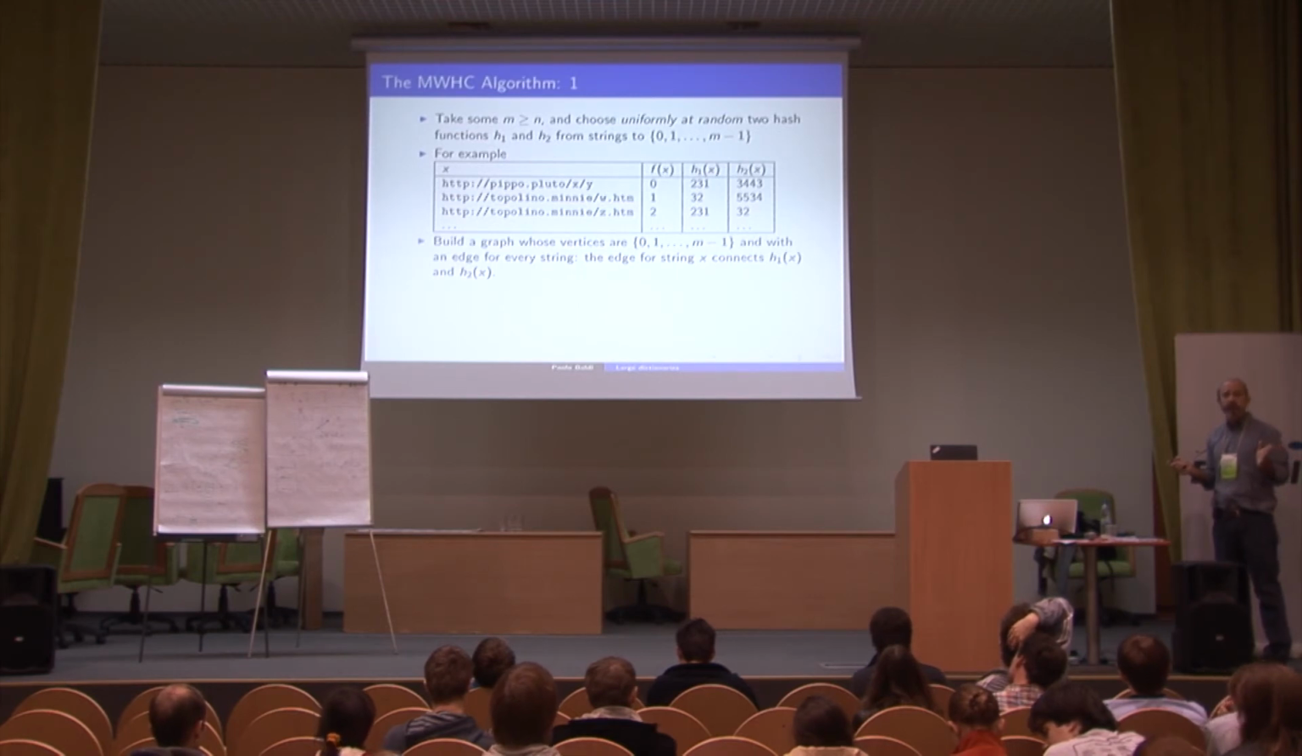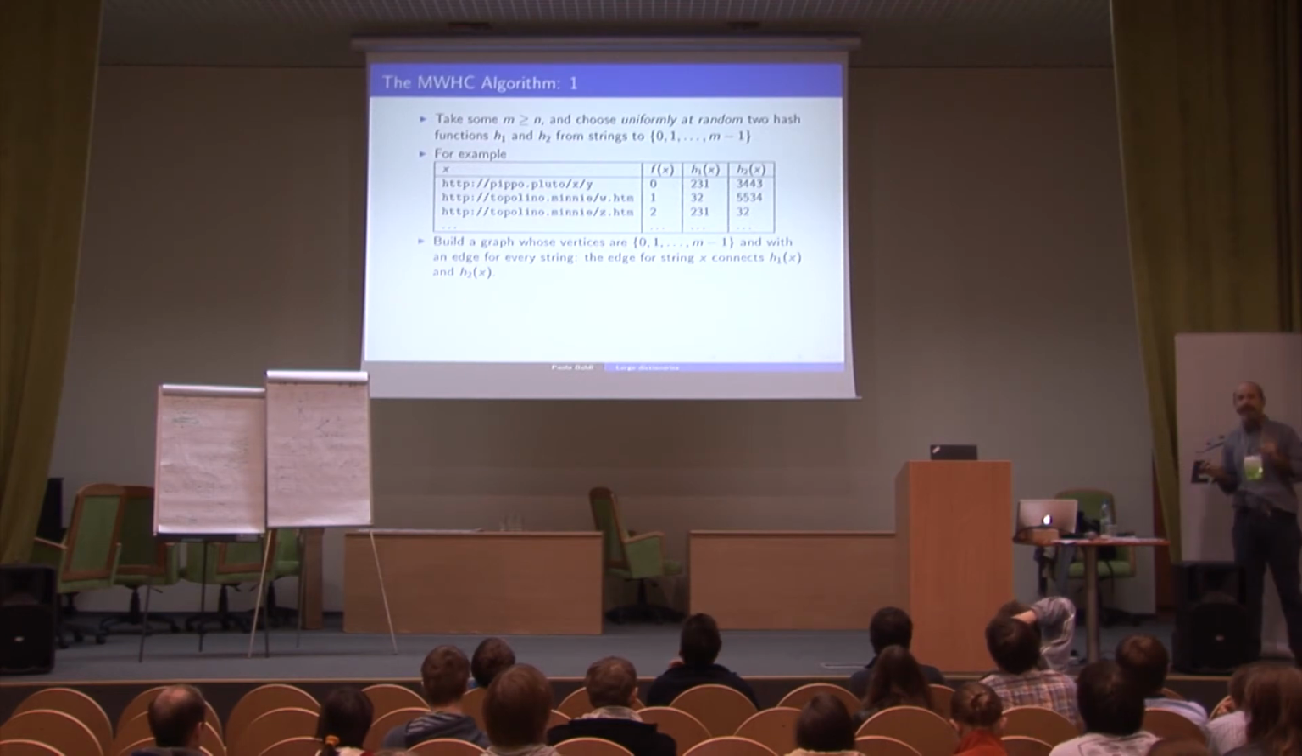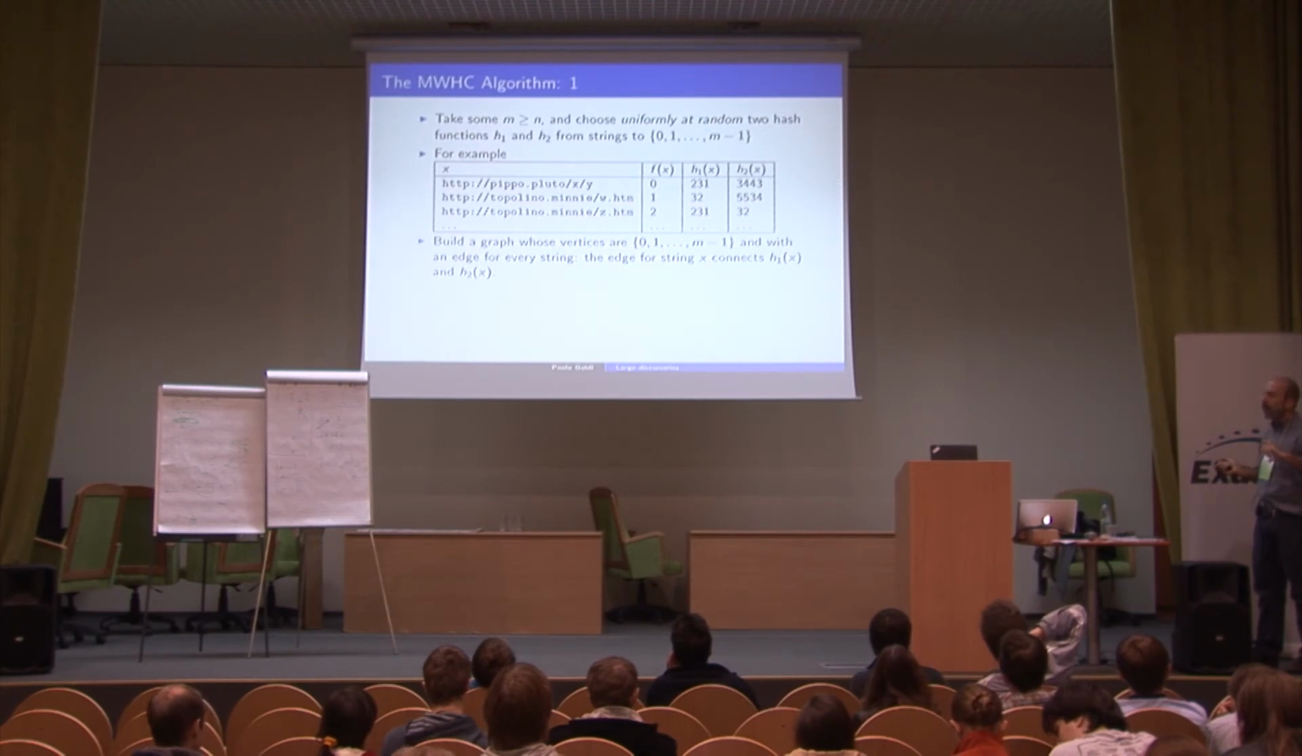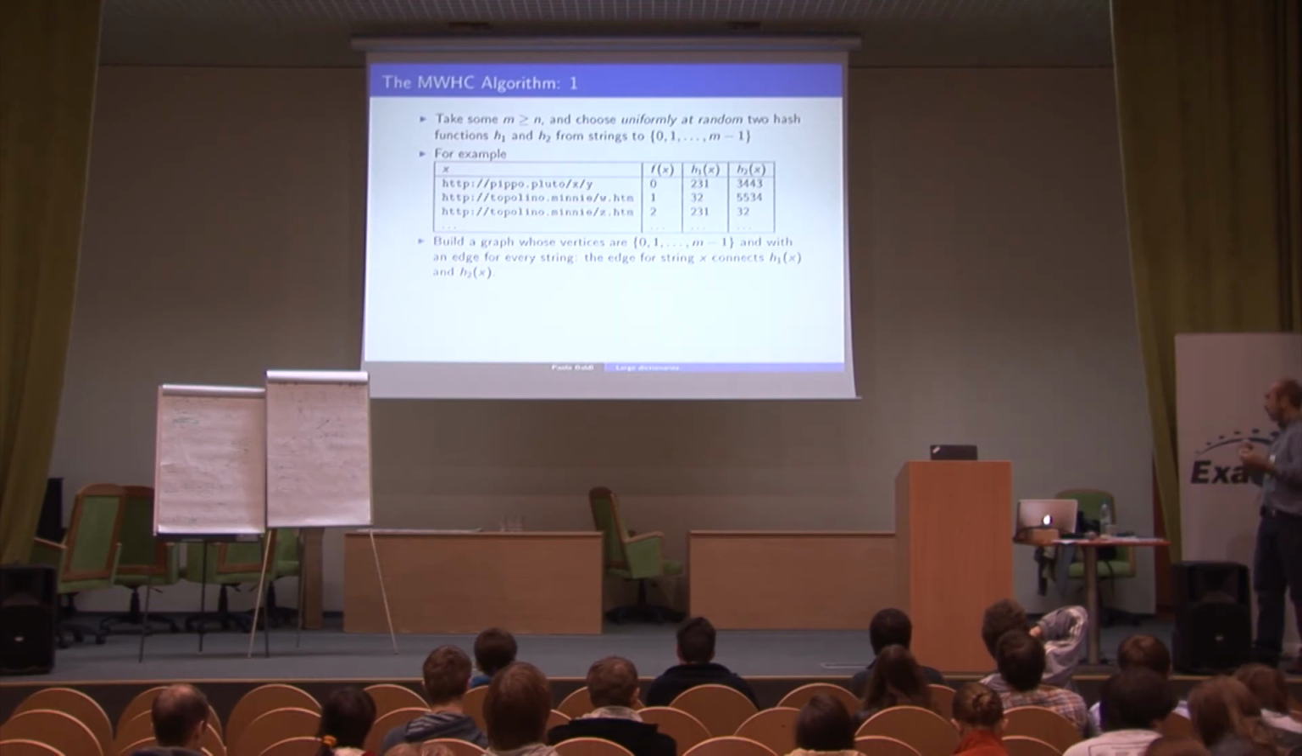How many edges are you going to have? You say n? Actually not. It depends. Why not always? There can be collisions. So it may happen that for two different strings, x and y, h1 of x is equal to h1 of y, and h2 of x is equal to h2 of y, or the other way around.